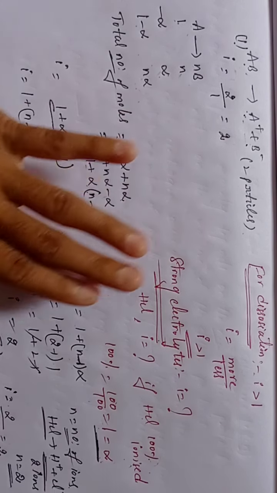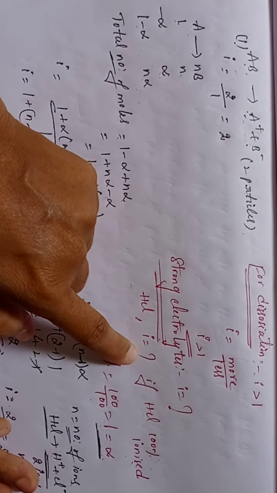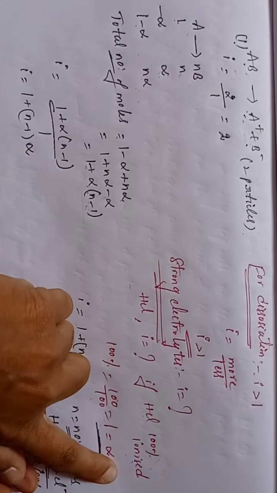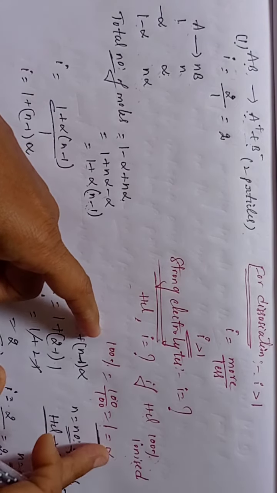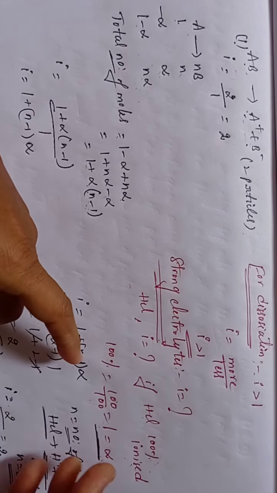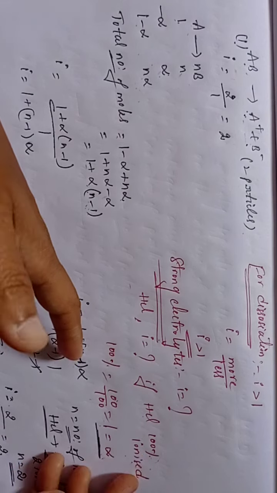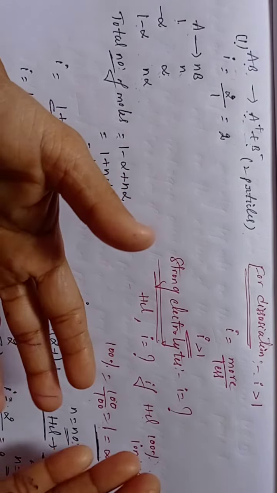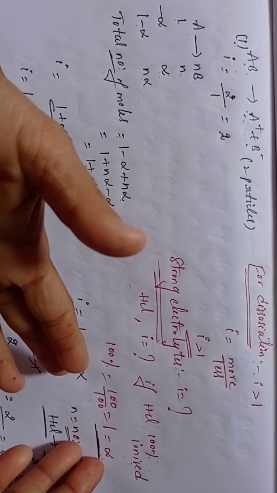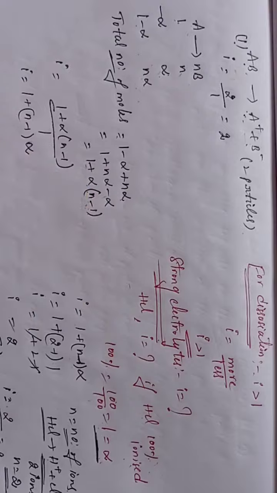Strong electrolytes: HCl is a strong electrolyte, and we should find the i value, the Van't Hoff factor. If HCl is 100% ionized, 100 by 100 gives the degree of dissociation. If it is 70% ionized, 70 by 100 is the alpha value. If 25% ionized, 25 by 100 is the alpha value, the degree of dissociation. Like this you have to find the Van't Hoff factor.